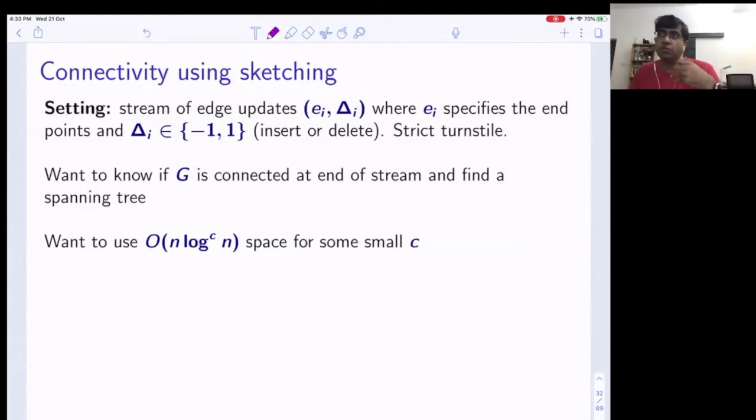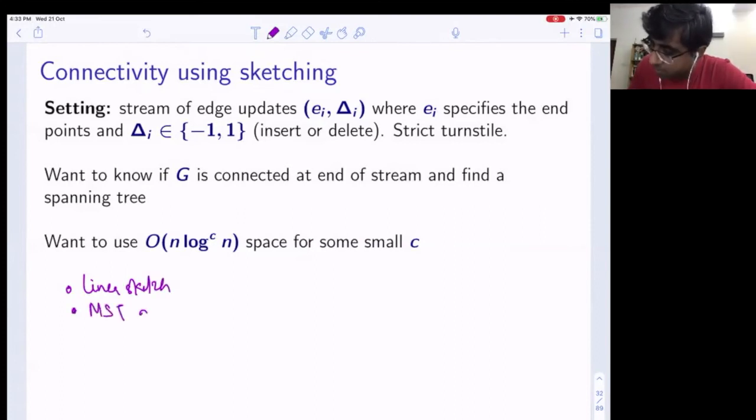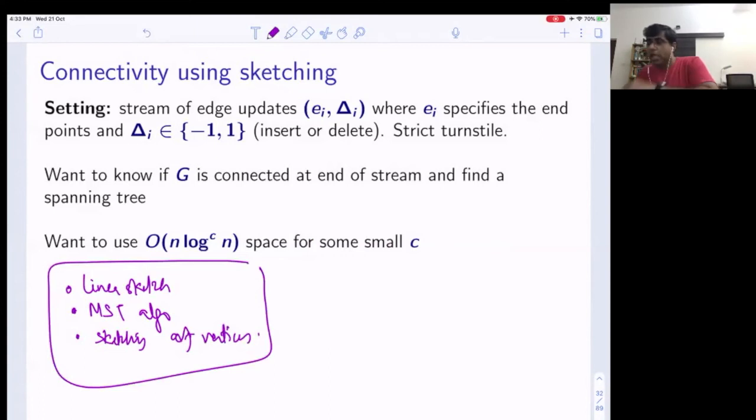So I have told you 3 objects. First was this linear sketch. Second was this MST algorithm which we will implement, and the third was a sketching of vertices. Okay, so these are the 3 things which I have told you, and we want to know if G is connected at the end of the stream or not. So now we will use all these three objects to give a connectivity algorithm. That's our goal.